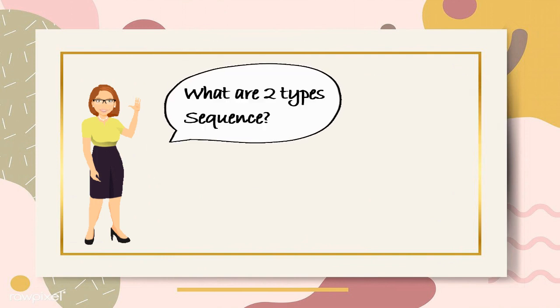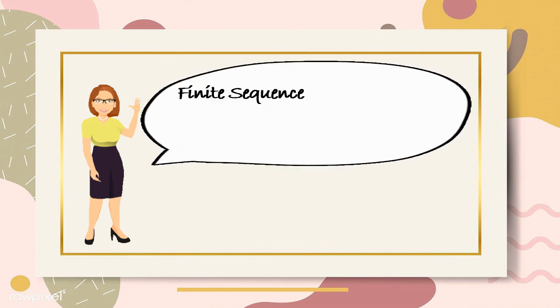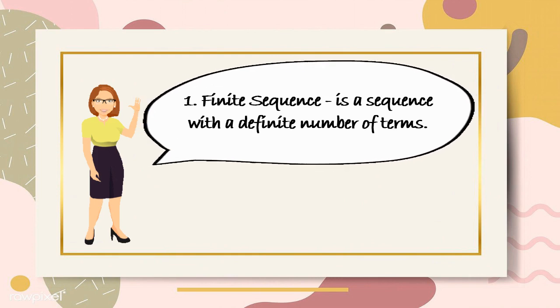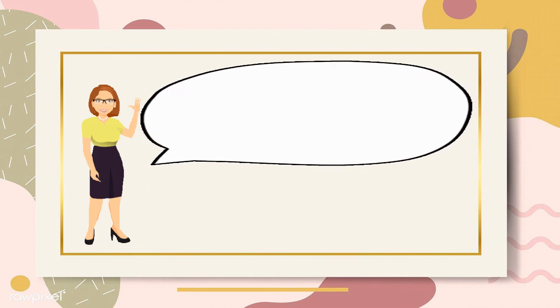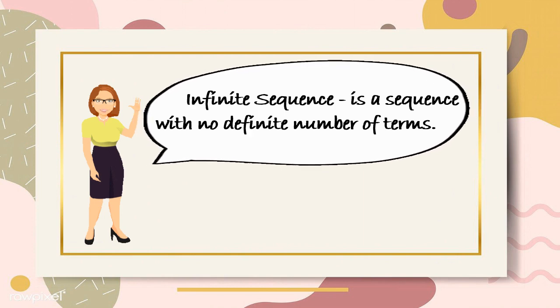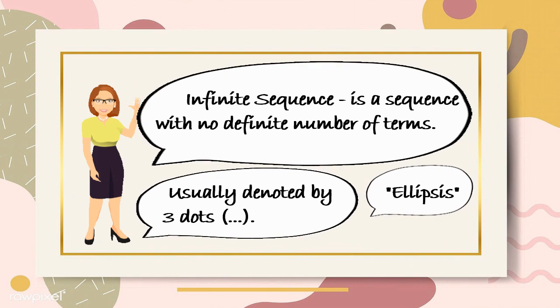What are the two types of sequence? Differentiate the two. So there are two types of sequence, the finite sequence and the infinite sequence. A finite sequence is a sequence that has a first term and a last term. While an infinite sequence is a sequence with no definite number of terms. It is usually denoted by 3 dots, or what we call ellipses.